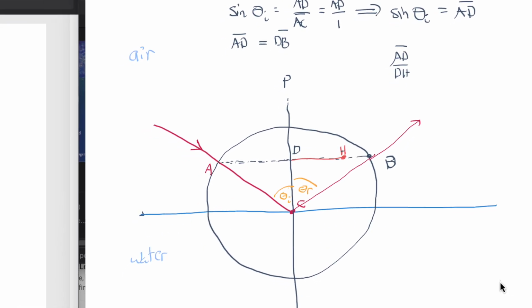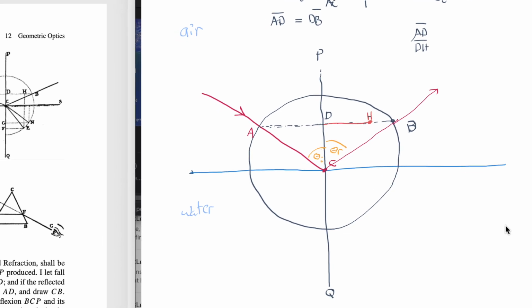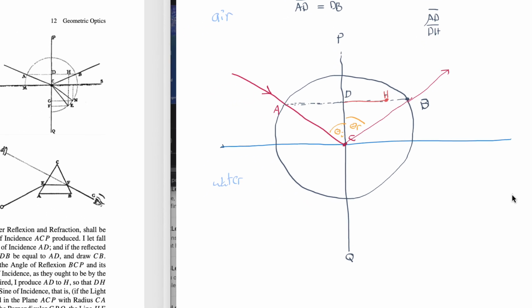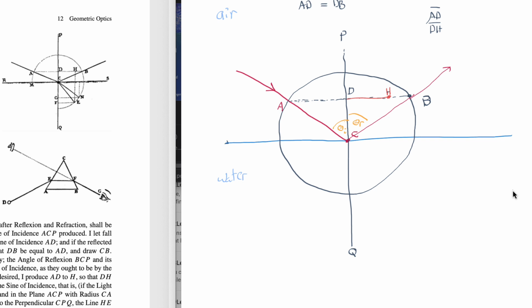And about that center, C, and in the plane ACB with radius CA, describing a circle ABE, I draw a parallel to the perpendicular CPQ, the line HE cutting the circumference at E. So what we're going to do is we're going to take this line and we're going to drop it down like this to point E, so that this line FE has the same length as DH. Then if we draw the beam like this, then that is going to be the refracted ray.